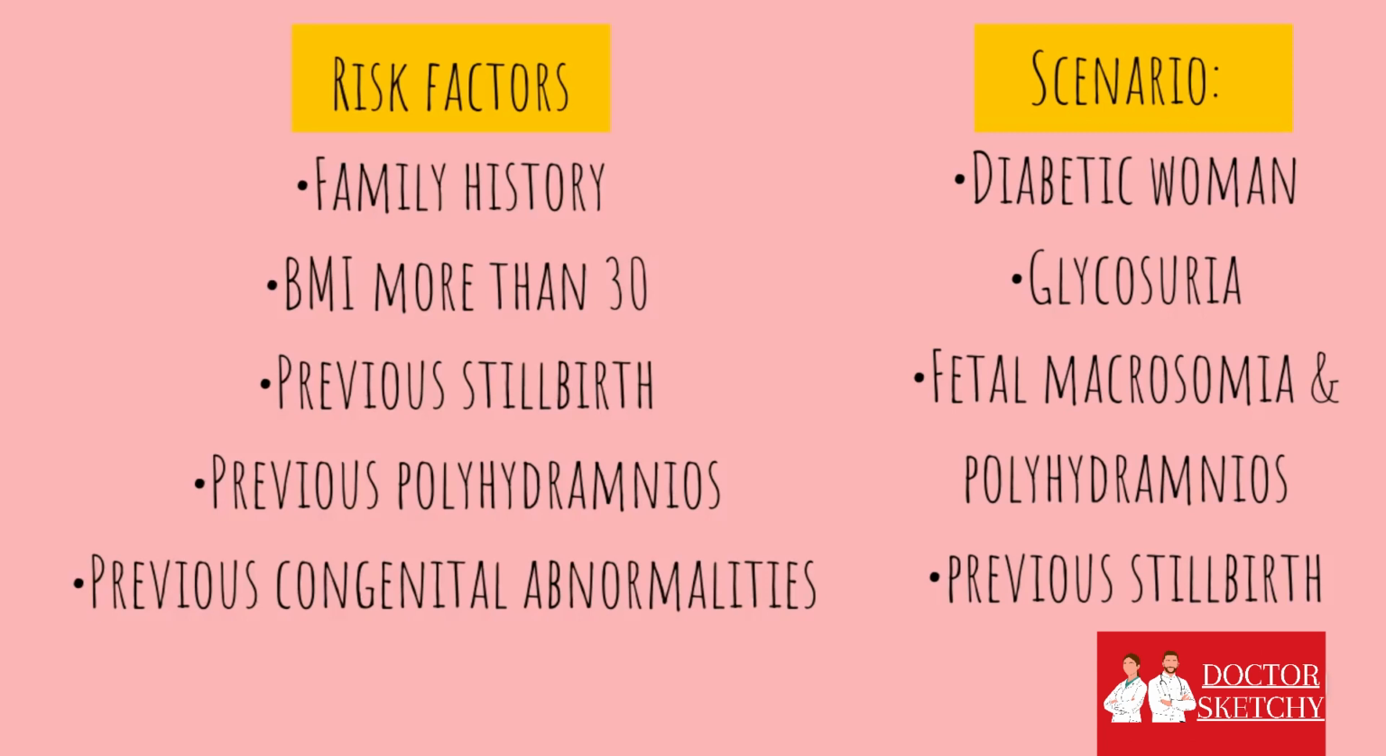Let's see who is at the risk of getting diabetes. If your parents have diabetes, you are at the risk of getting diabetes too. Family history is a strong risk factor. If you are obese, there might be an insulin resistance which can lead you to diabetes. And if in your previous pregnancy you had a stillbirth or polyhydramnios or congenital abnormalities, you are more prone to getting diabetes mellitus in your next pregnancy.